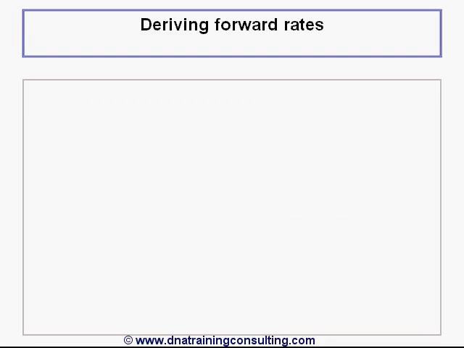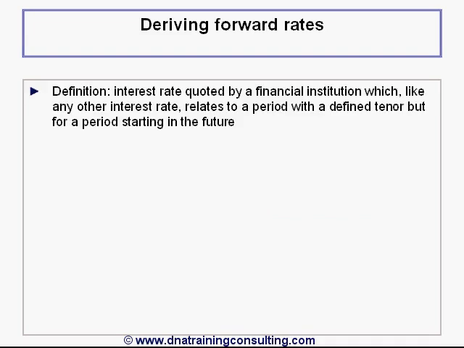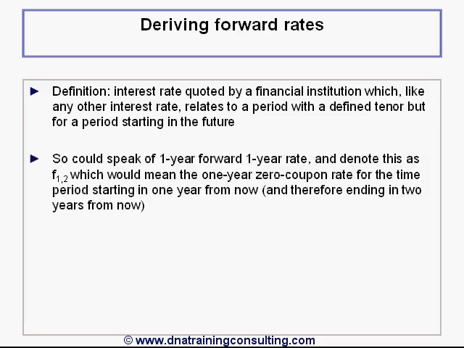This is an interest rate quoted by a financial institution which, like any other interest rate, relates to a period with a defined tenor but starts in the future. Thus, we might speak of the 1 year forward, 1 year zero coupon rate, and denote this by F1,2. And we would mean by this the 1 year zero coupon rate for the time period starting 1 year from now and therefore ending 2 years from now.